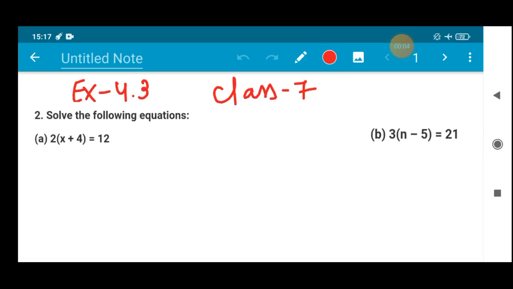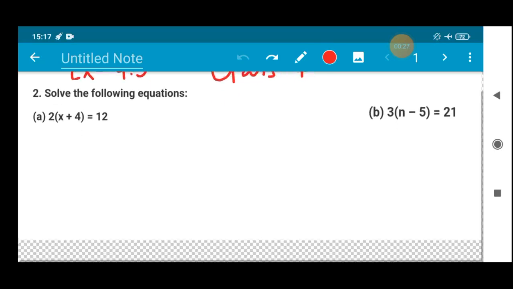So, in today's session, we will be doing question number 2 from exercise 4.3. We are over with question number 1 in our last class. So, let us start with question number 2. Solve the following equation. Number A, 2(x + 4) = 12 is the question. I will be showing you all two methods to solve this. Whichever you feel easy, you can opt for.